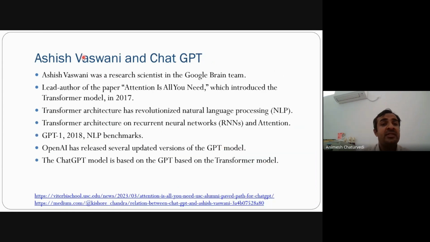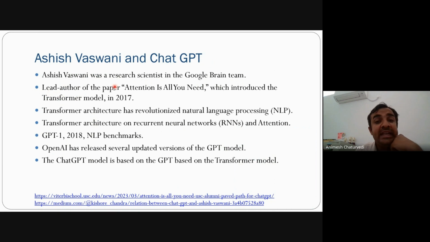Then coming to the most recent history, you know about ChatGPT. ChatGPT has a close relationship with the Indian scientist Ashish Vaswani, who is a research scientist at the Google Brain team in the US. He was a graduate of USC in America, US.